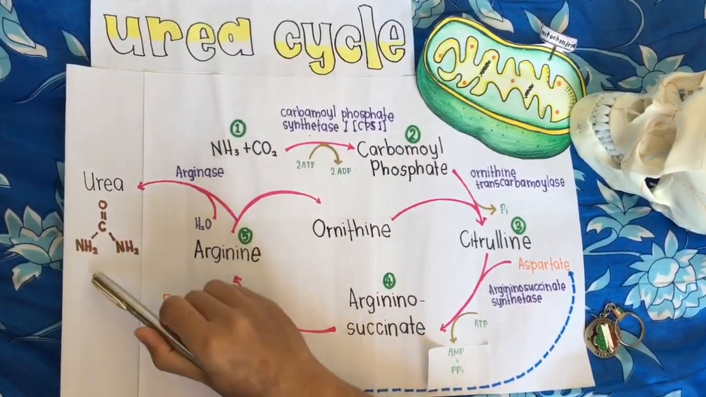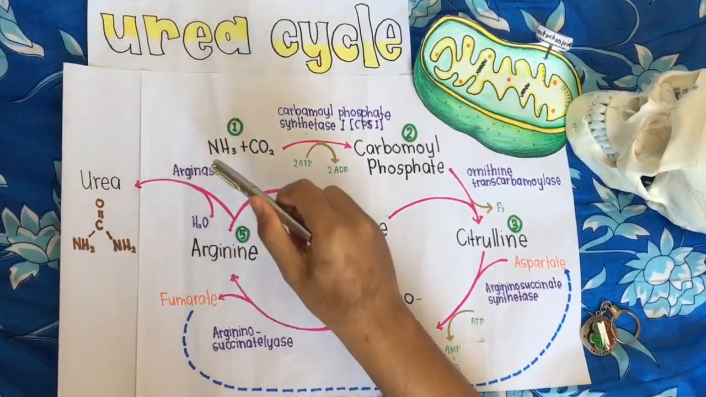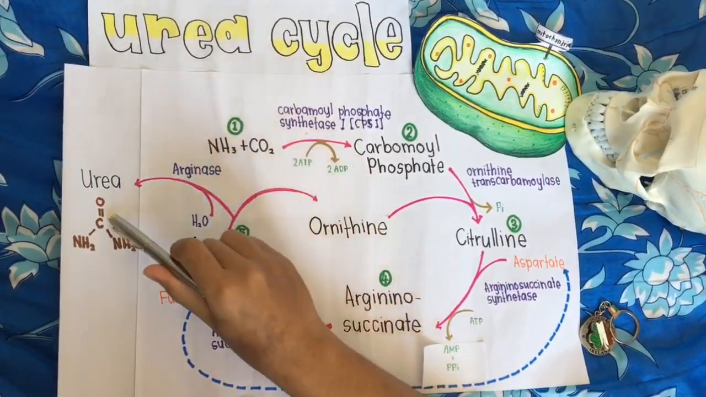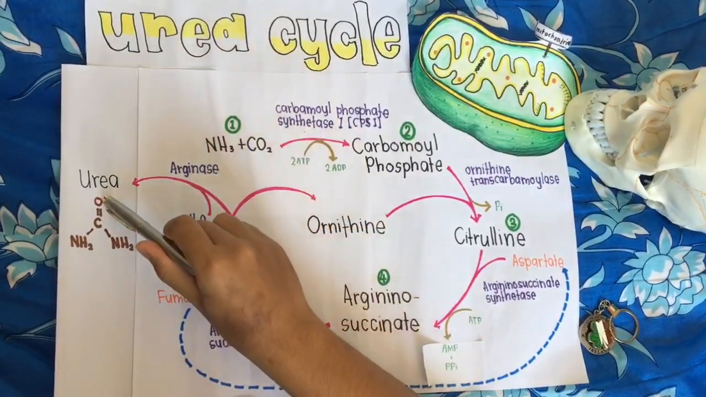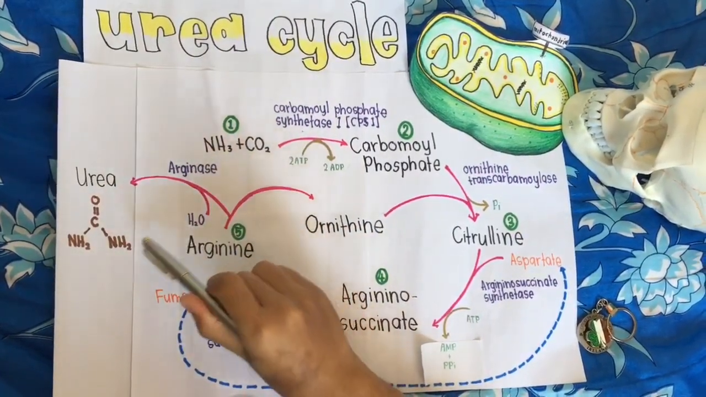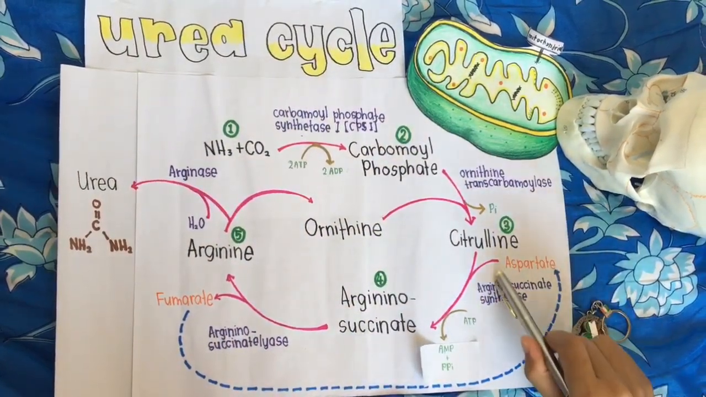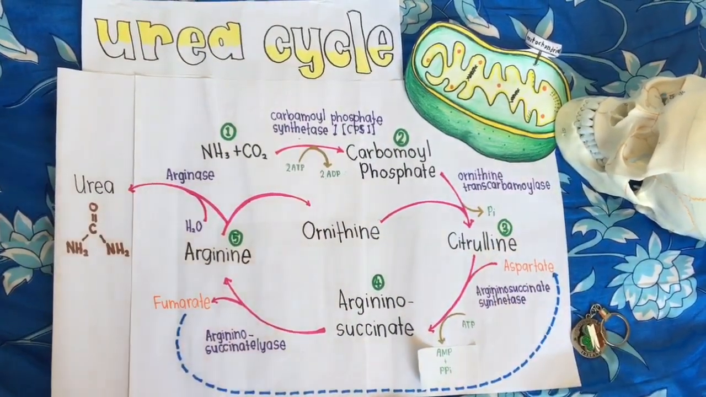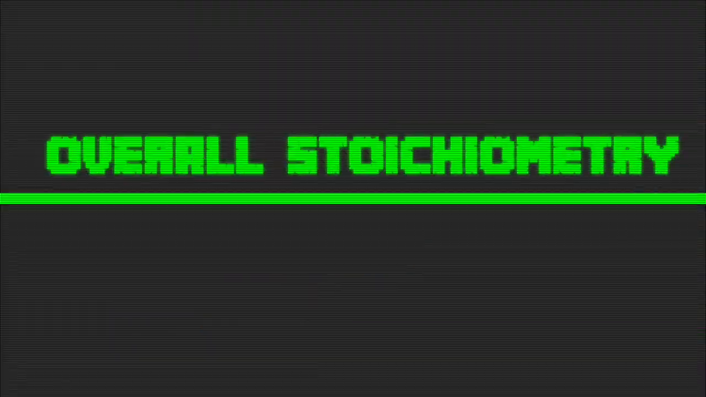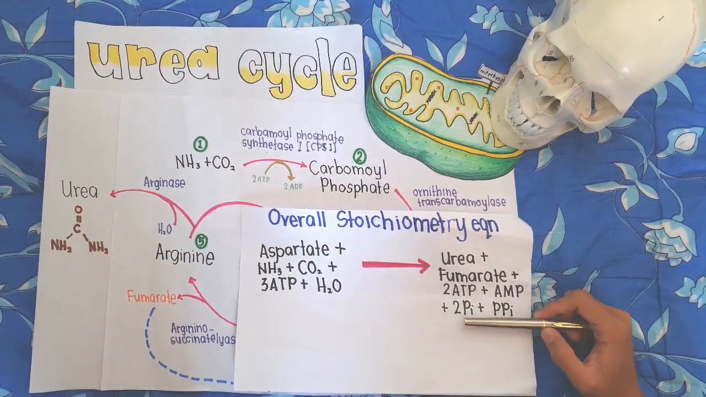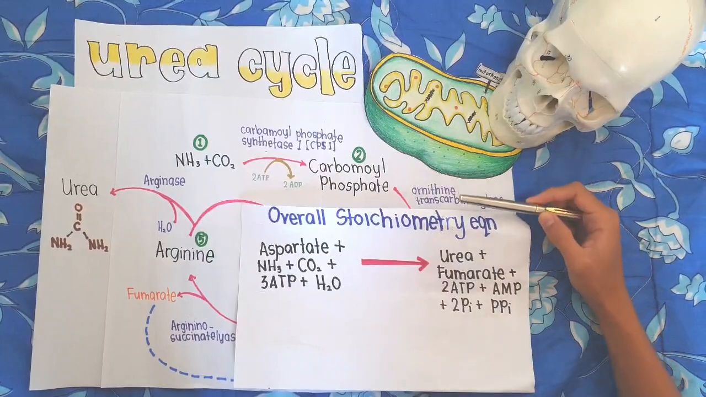Anyways, based on the structure, we can see that the first nitrogen of urea is from free ammonia, carbon is from CO2, oxygen is from H2O, and another nitrogen is given by aspartate that acts as the amino group donor. Now, we have a complete urea cycle.